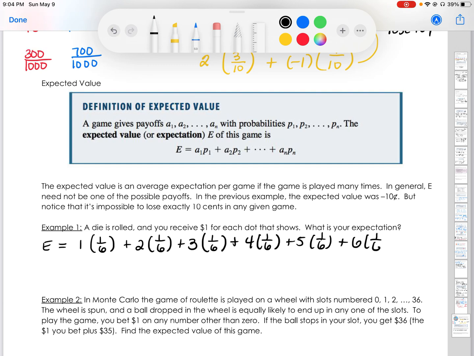6, 1 out of 6. All right, when I work that out, that should give us 21 over 6, which is equal to 3.5. So what I should expect is that I should be getting $3.50 per game. Obviously not perfect because that's impossible to get, but it's kind of an average expectation. Okay.